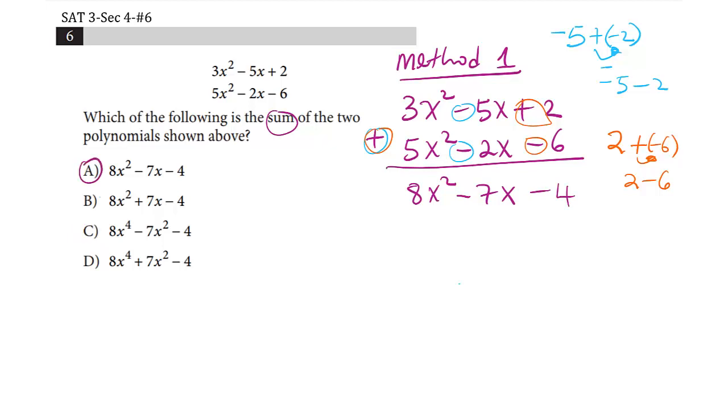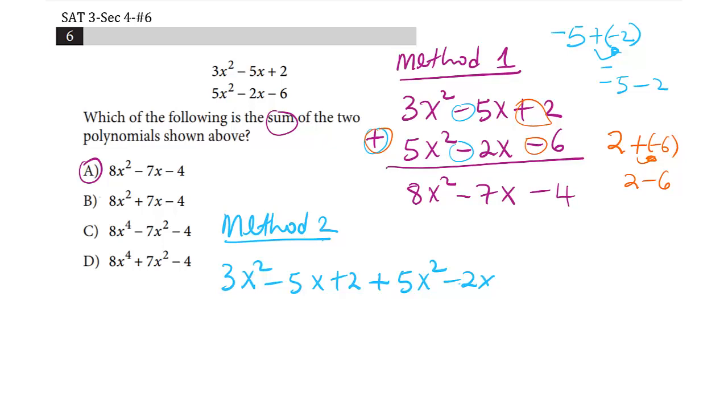Now, for the second method, let's go ahead and call it method 2. For those of you who may not like the vertical method, you're more than welcome to work this out horizontally. So we've got 3x squared minus 5x plus 2, and then you're adding to it 5x squared minus 2x minus 6, and of course combining like terms will be the next thing that we are doing.